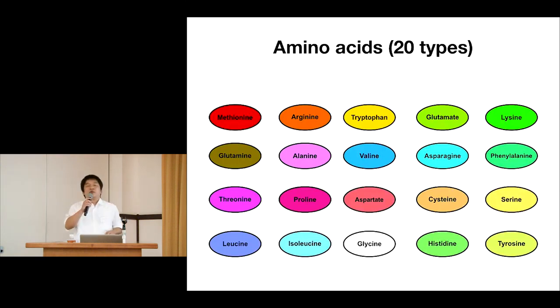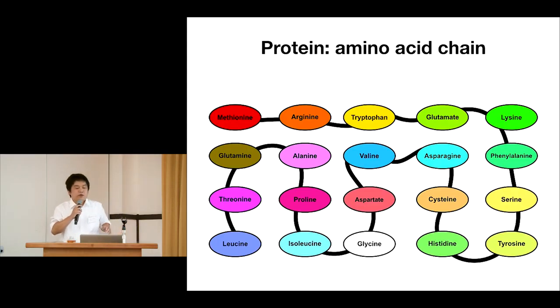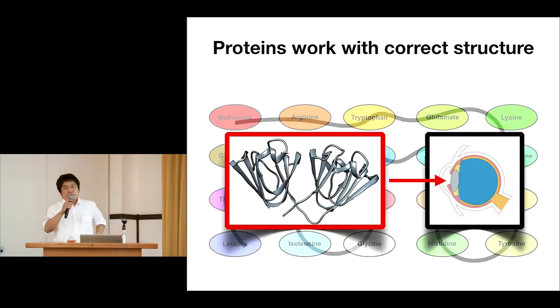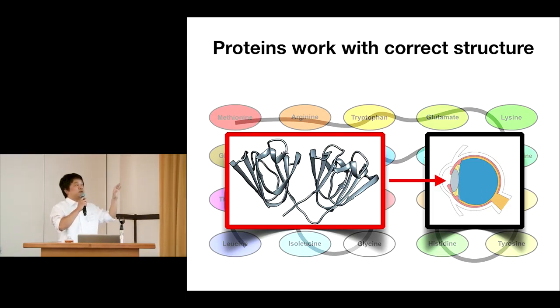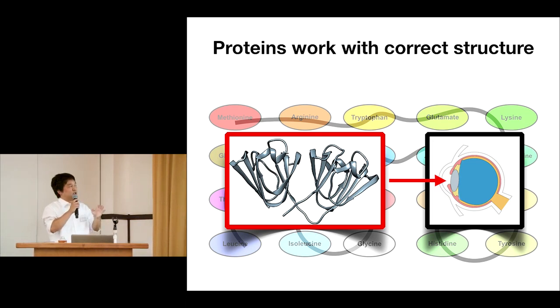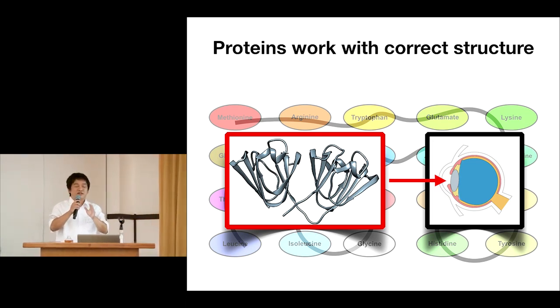There are 20 amino acids in our body. I just wrote all the amino acids. The protein is a chain of amino acids, like this one. And they can form the correct structure. They have the function. As one example, we focus on the lens protein. The amino acid chain can form the correct structure, like the left panel. And this can work with the correct structure to keep the lens clear for a long time.